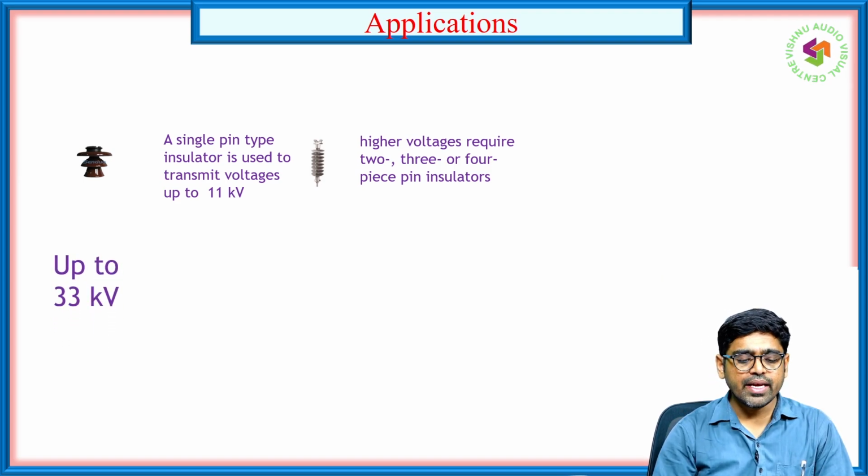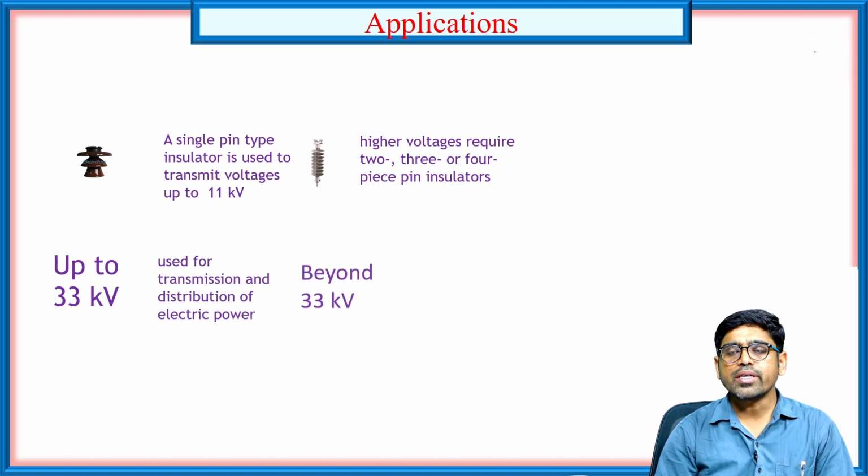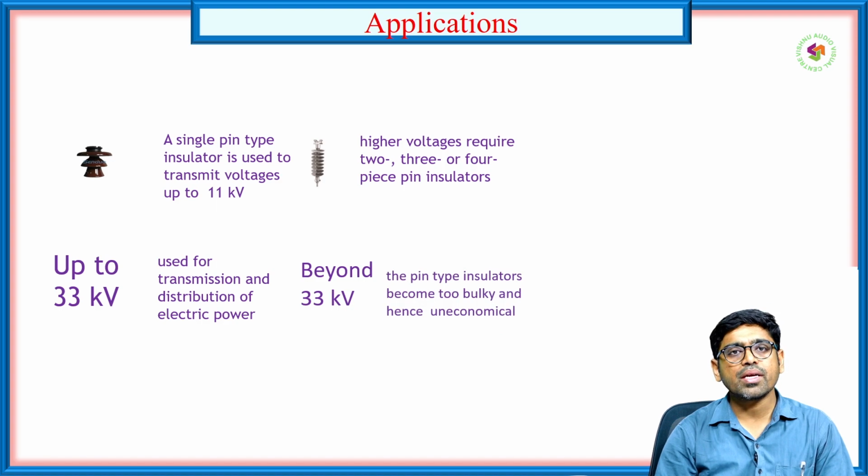Up to 33 kV it is used for transmission and distribution of electric power, and beyond 33 kV systems the pin type insulator becomes too bulky and hence uneconomical. So if you go for more than 33 kV, even if you recommend this pin type insulator, it may be bulky and costly.